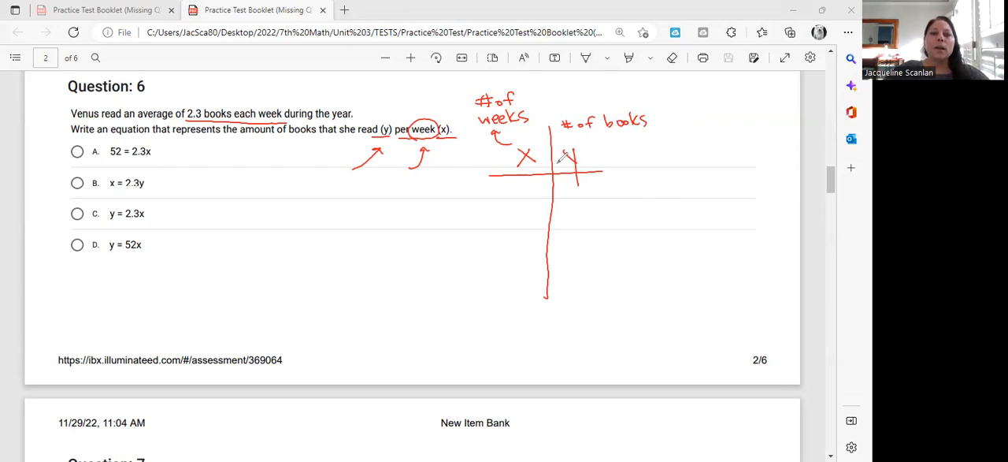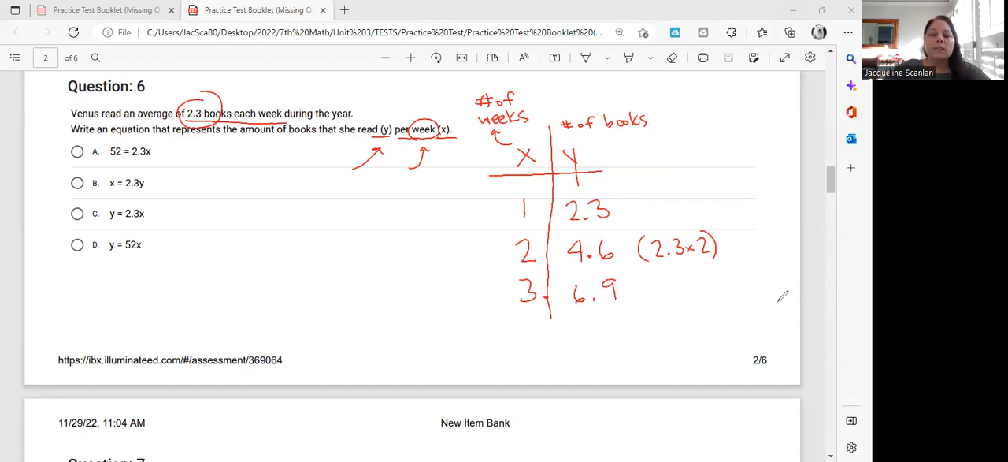All right, and so I can go ahead and fill in the information that's given to me in this first sentence into this table. It says she reads 2.3 books each week. So in 1 week, she reads 2.3 books. In 2 weeks, she would read another 2.3 books, which would give me 4.6 books. How did I get that? Well, I did 2.3 times 2. In 3 weeks, she would read another 2.3 books, which would give me 6.9 books, and so on.